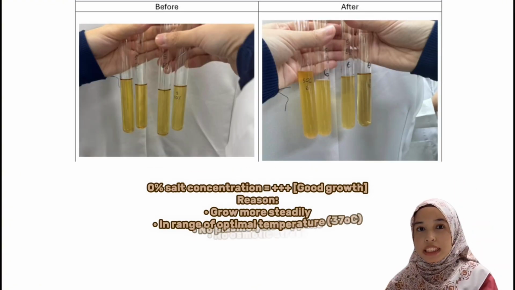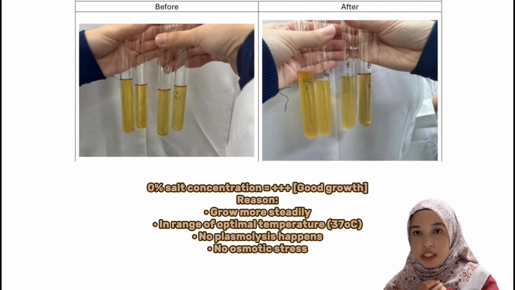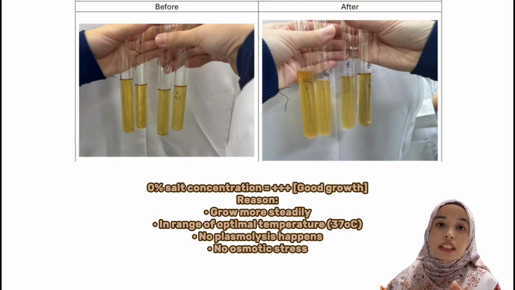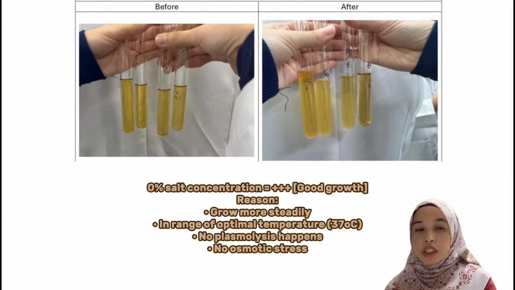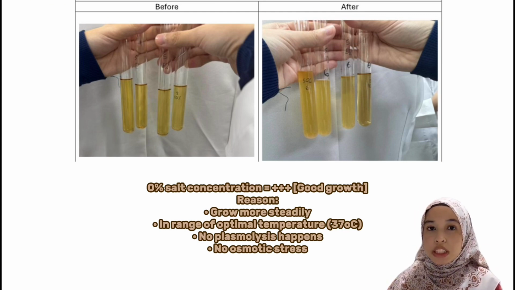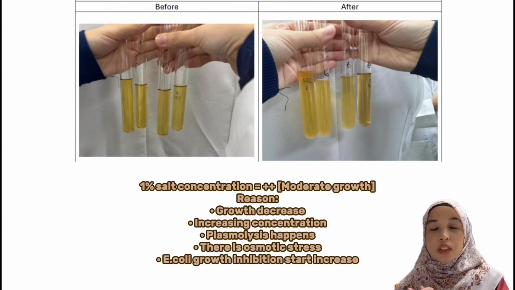In 0% salt solution, there is good growth. This is because there is no glycolysis happening and there is no osmotic stress. Thus, the E. coli can grow more steadily as it is in the range of its optimal temperature, which is 37 degrees Celsius.